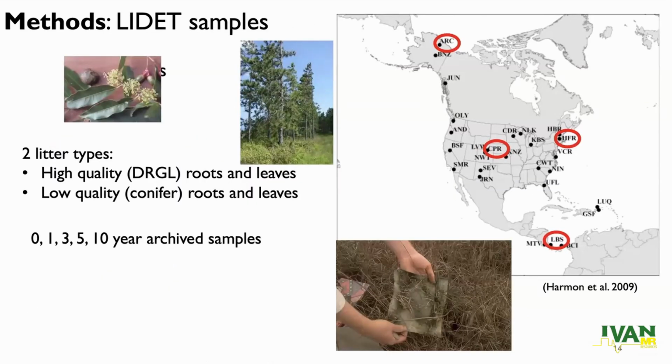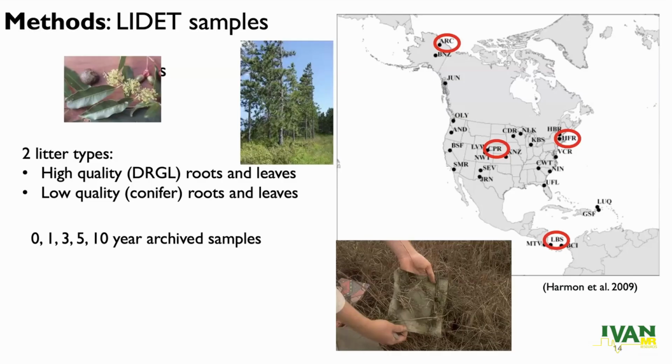Okay, so what did we do? With NMR, we couldn't analyze all of the samples because it's a huge number of samples. So we took some of the archived samples from four very different sites. This site up here in the Arctic, Harvard Forest, which is a temperate deciduous forest, Central Plains Experimental Research Station, which is a short grass steppe or a dry or arid grassland, and then Luquillo Biological Station, which is a wet or moist tropical forest. We used two litter types: that high quality Drypetes roots and leaves, and low quality conifer roots and leaves.